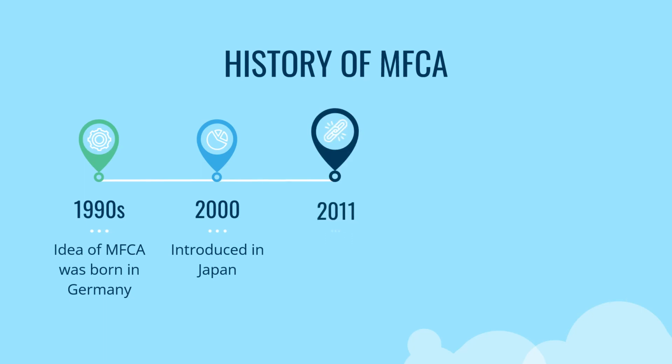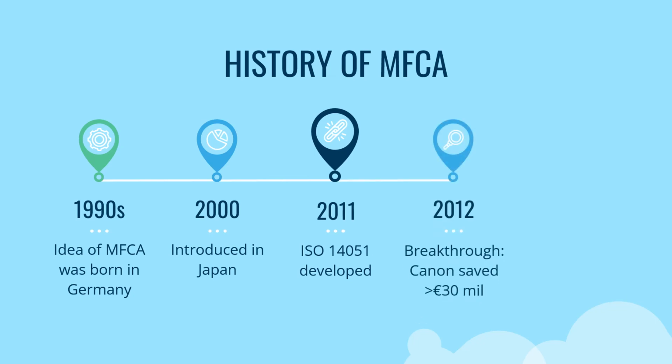In 2011, the ISO Technical Committee developed a standard accounting protocol, ISO 14051, in order to standardize the MFCA methodology. Then, the breakthrough came in Japan. One example is the camera manufacturer Canon, which was able to save more than €30 million in material costs between 2004 and 2012 through MFCA.